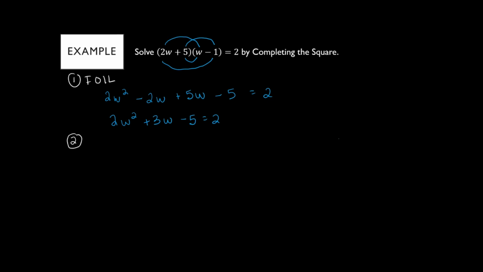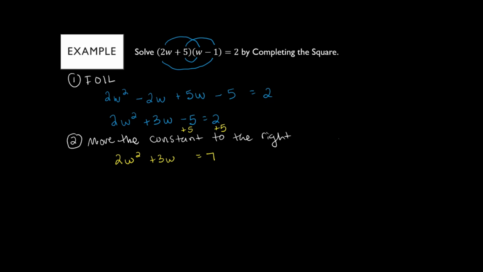So in previous ones, we added that thing later. We did it second. The order in these two steps doesn't really matter. So we're going to move the constant to the right, I should say, because sometimes you subtract it from both sides. So I'm going to be adding 5 to both sides. So I got 2w squared plus 3w equals 7.